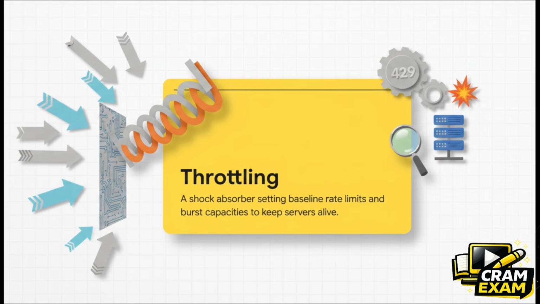It allows you to set a baseline rate limit and a burst capacity limit. If users exceed this limit, API Gateway instantly steps in and throws a 429 too many requests error. It basically acts as a shock absorber, deliberately sacrificing a few requests to keep your backend servers alive.